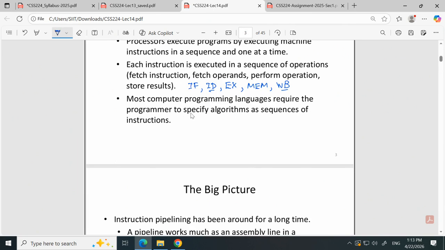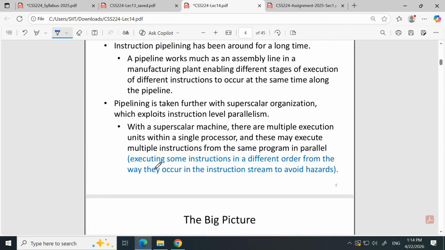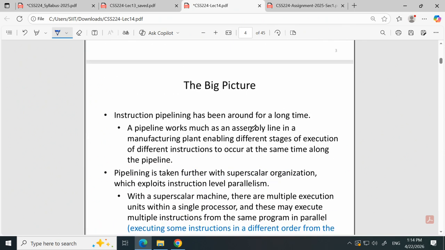So most computer programming languages, any computer programming language, requires a programmer to write code, that code like a sequential program. Okay. 1, 2, 3, 4, 5. The order of the instructions, all the instructions.